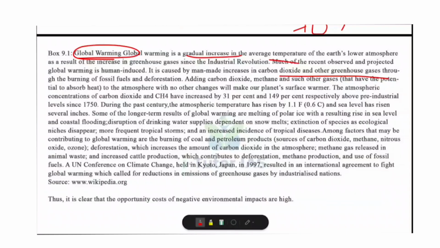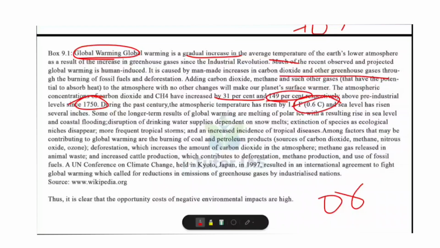Since 1750s, carbon dioxide levels have risen by 31%, and methane by 149% above pre-industrial levels. In the past centuries, Earth's temperature has risen by 0.6, that means 1.1 degree Fahrenheit. Sea levels have also risen by several inches.